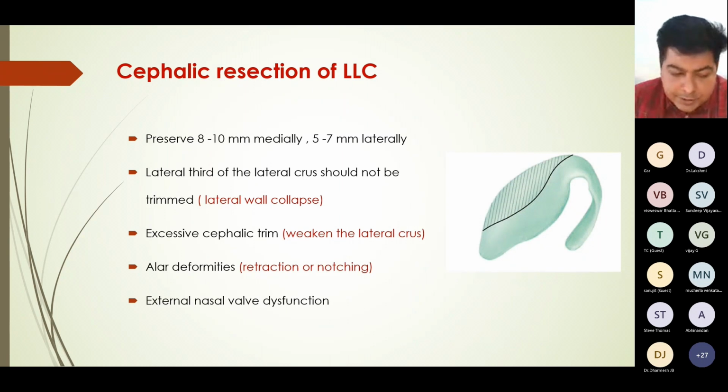But you should be very careful, especially in initial stages. You have to preserve 8 to 10 millimeter on the medial aspect and at least 5 to 7 millimeter on the lateral aspect. And in fact, don't do anything to the lateral third of the lateral crus at all, because that will lead to lateral wall collapse. And in case you do excessive cephalic trim, that will weaken the lateral crus, and that can lead to retraction while inspiring, or even lead to some notching. So you would have seen some over-enthusiastic rhinoplasties being done which give an operated appearance with a lot of retraction and notching of the lower lateral cartilages, and there is collapse when the patient is inspiring, and that doesn't look natural at all, and can also lead to external nasal wall dysfunction. So in initial phases, you should err on the side of preserving more. You can always go in and excise more in the secondary setting.